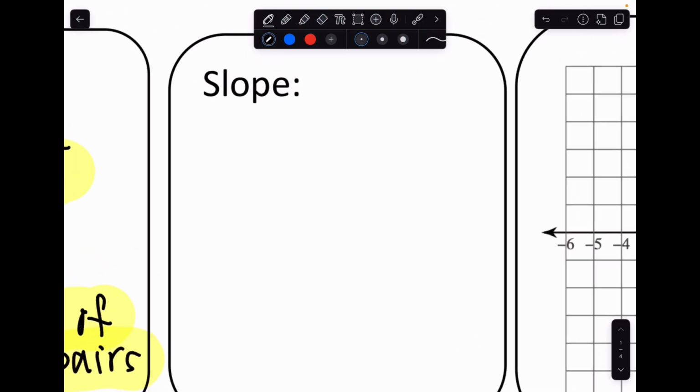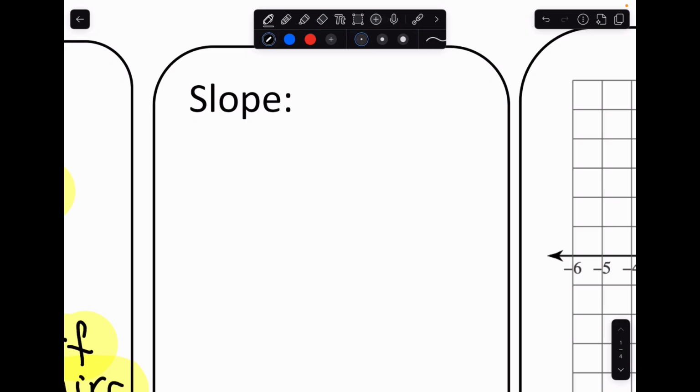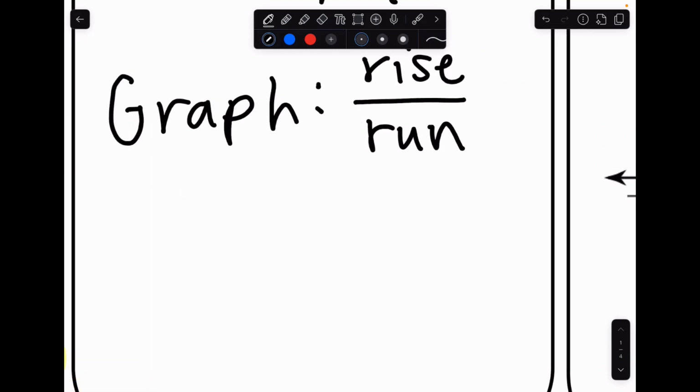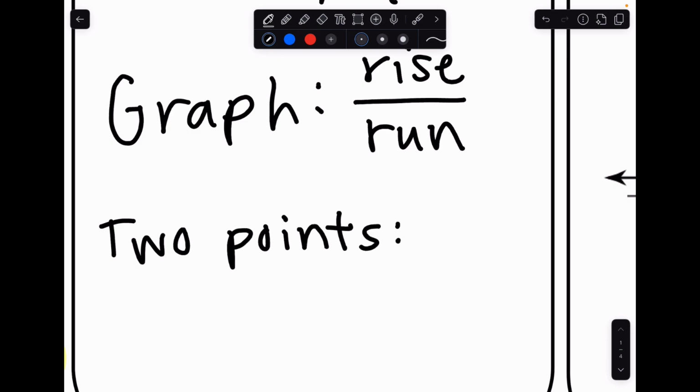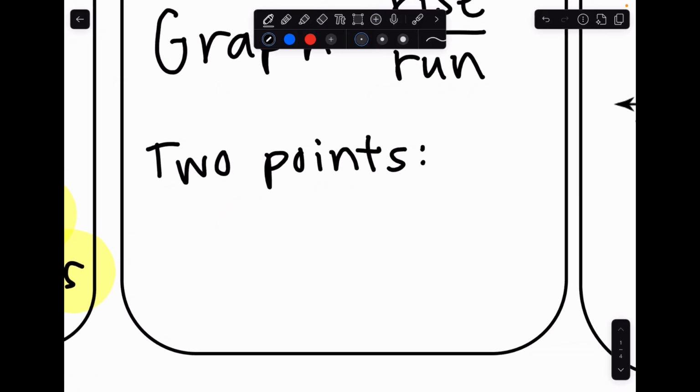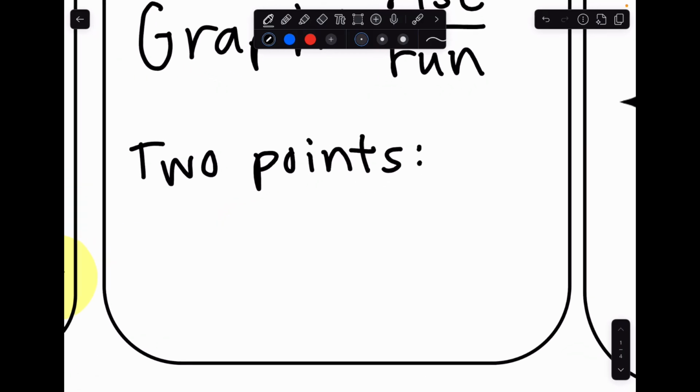Our slope, as we know, what variable always shows slope? M, of course. On a graph, we see our slope, which we already know, from 2 points. When we get our slope from 2 points, remember, we first have to label them x1, y1, x2, y2. Okay?